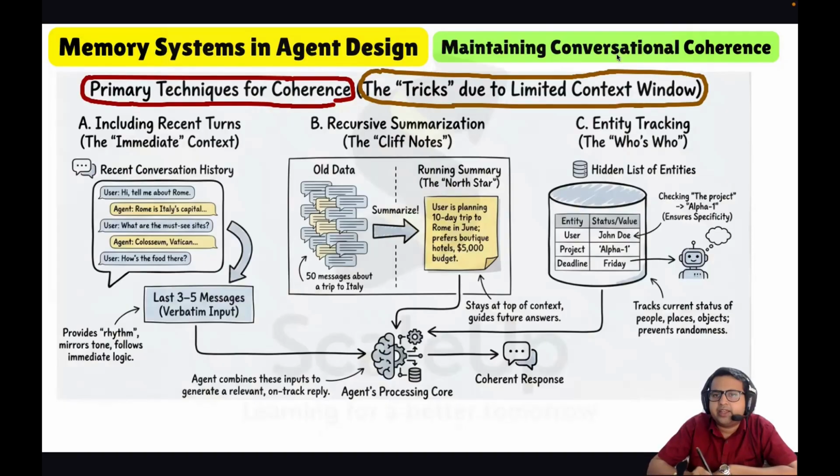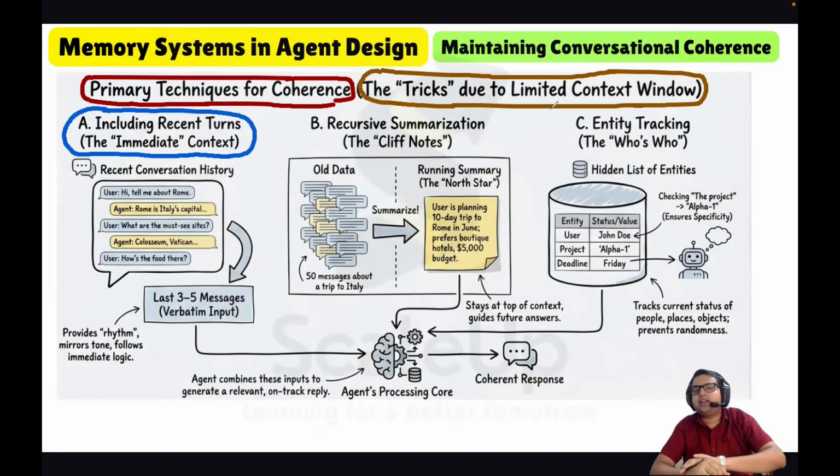So the first technique that we are going to discuss is including recent turns, the immediate context. The most effective way to stay coherent is to pass the last 3 to 5 messages. The idea is that, let us suppose you had a conversation with the agentic AI system. That session got closed. Now you started a new session.